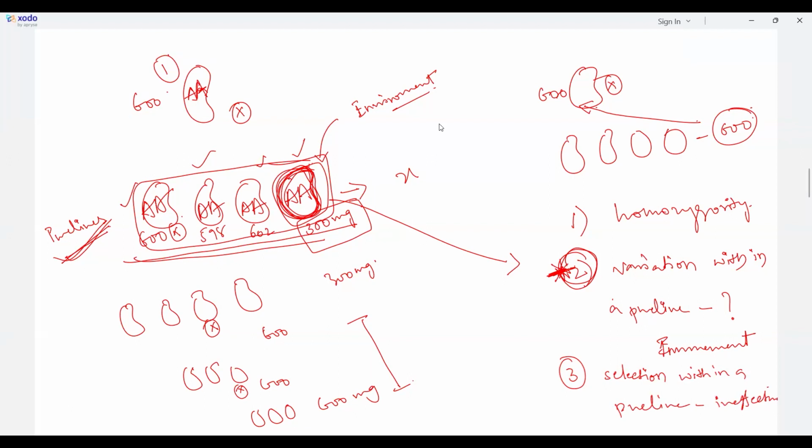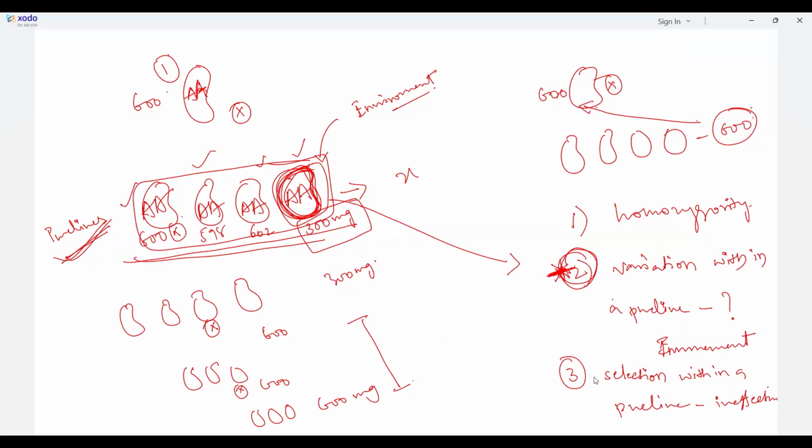Yes. So these are three very important statements. First, upon selfing or continuous inbreeding, your homozygosity increases. Second, whatever variation we see within a pure line is completely due to environmental factors. And the third statement is that selection within a pure line is ineffective, right?